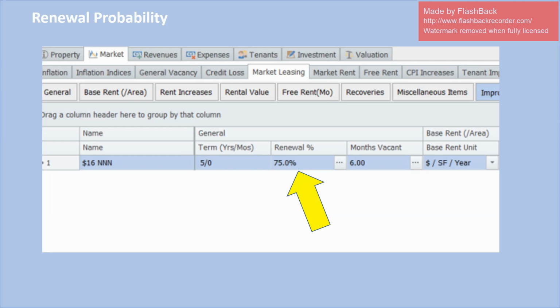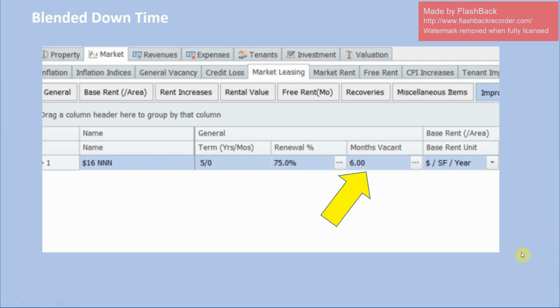So the way that Argus uses this is basically what we would refer to as blending in terms of costs and downtime. And the first example I wanted to give of this is on the downtime. The input for the downtime in Argus is this months vacant that you see right next to the renewal input there. So on this particular market leasing assumption, we have a 6-month downtime, which means if this tenant were to vacate the property, it will take us 6 months to backfill the space.